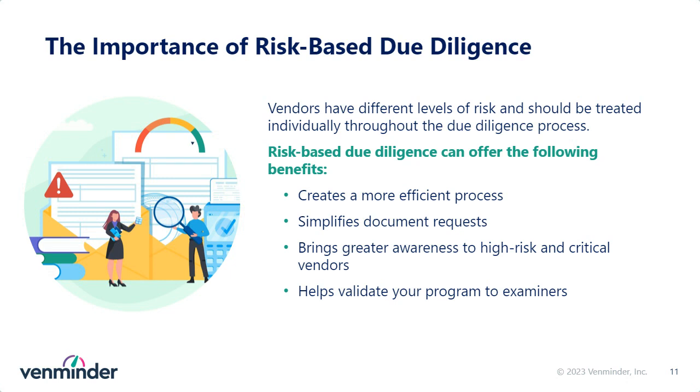When due diligence is based on risk, the entire process is a lot more efficient because it simplifies document requests and helps you understand which vendors need more of your attention. Even though all vendors need to go through the due diligence process, you'll want to make sure that you're not spending excessive time and resources on some of your vendors that don't expose you to a lot of risk. Creating a more efficient and simplified process is really beneficial for those of you that may have smaller vendor risk management teams or who don't have a lot of experience in this area. Your program can still be validated to examiners when you show evidence that you're taking a risk-based approach and focusing your efforts on your critical and high-risk vendors.